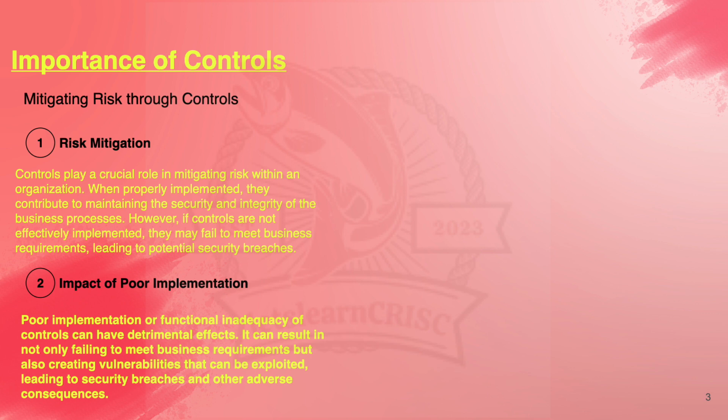So to summarize, controls are essential for reducing risk and managing the security of a business. When controls are poorly implemented, it's like having a weak link in the security chain, making the organization more vulnerable to potential problems and breaches.